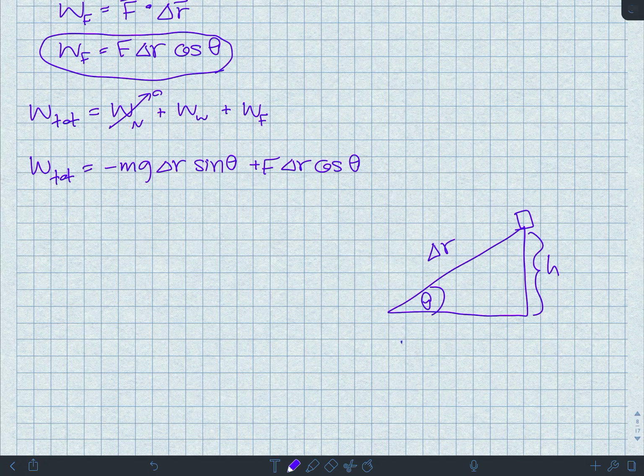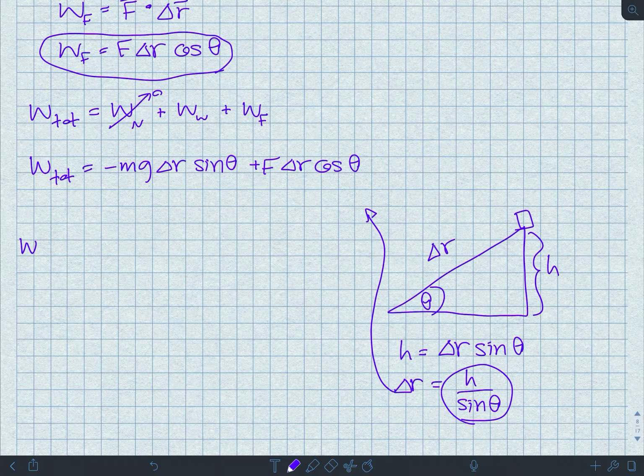We know that h is going to be delta R times the sine of theta. And solving for delta R, that gives us h over sine theta. So I'm going to make that substitution for delta R in my expressions up here.